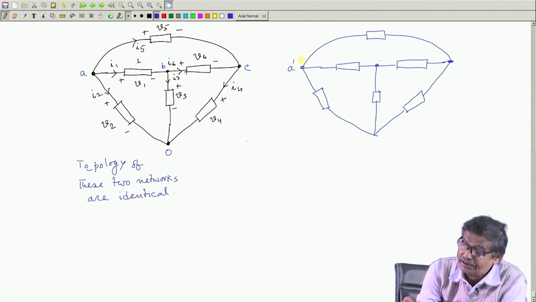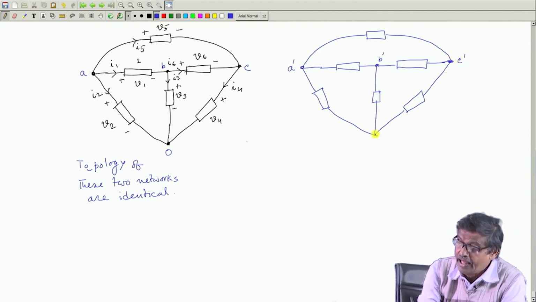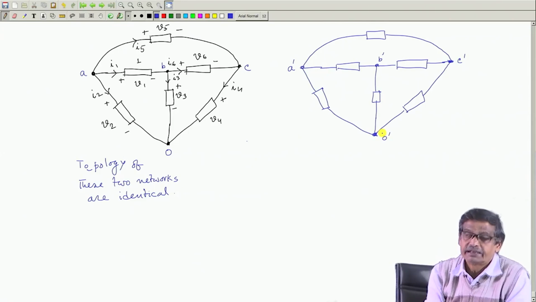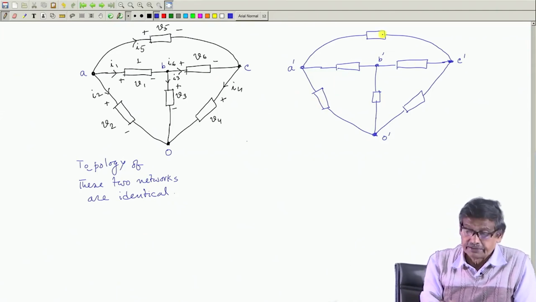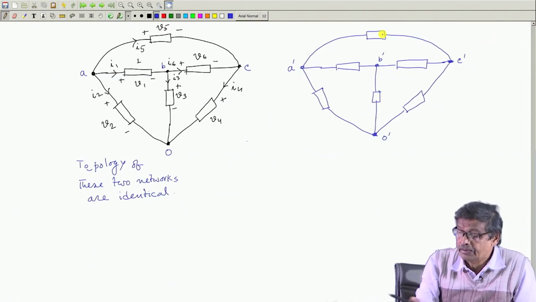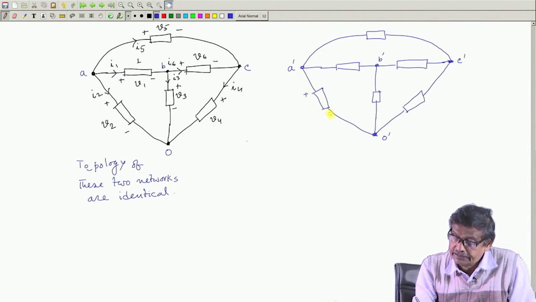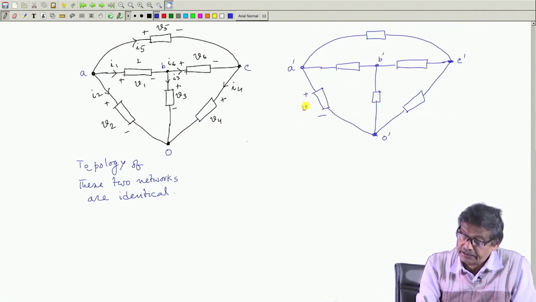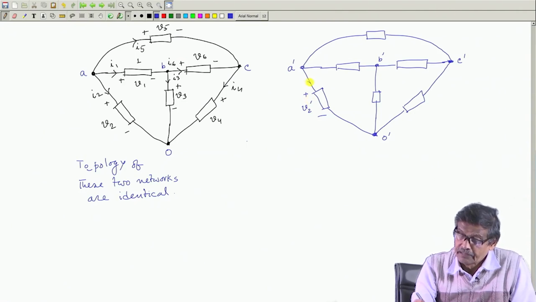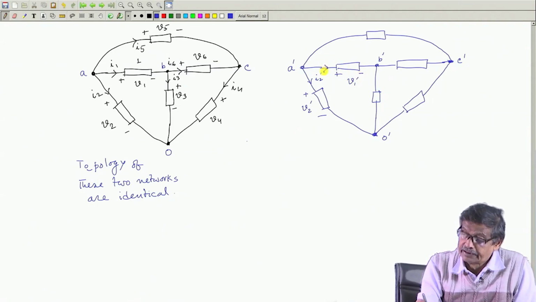their nodes with dashed: this node is A dashed, this node is B dashed, this node is C dashed, and this node I will call O dashed, like that I can write. Similarly, the voltage and current assumed across each element in this network, I will follow the same rule as I have done here. For example, I will say this is the voltage across the element in this dashed network, and the voltage across it is V 2 dashed and the current is I 2 dashed. For this element, I will say the voltage across this element is V 1 dashed and current is I 1 dashed.